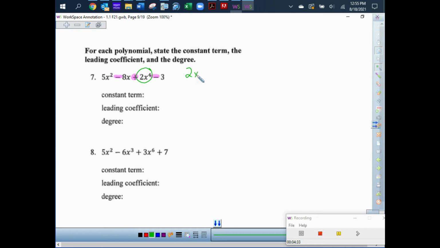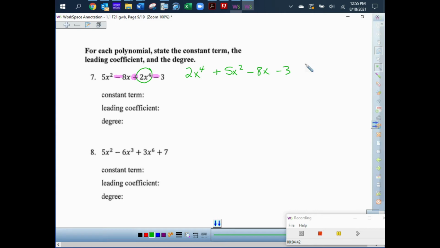You don't have to write this down. It's 2x to the 4th. Then the next biggest guy is 5x squared. Then isn't the next biggest guy negative 8x? And then isn't the next biggest one 3? Each one of these terms, I went from highest degree to lowest degree. This is the standard form to write it in.